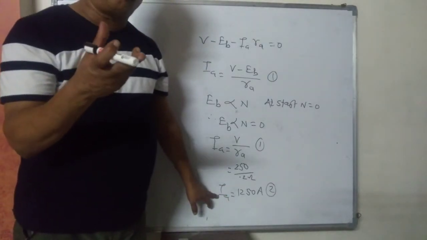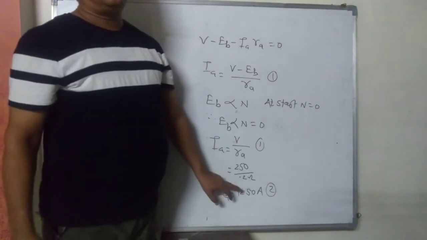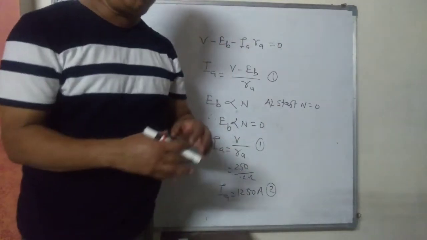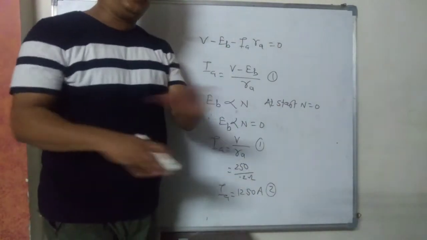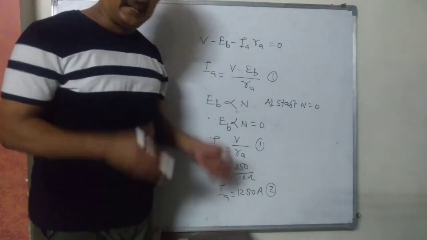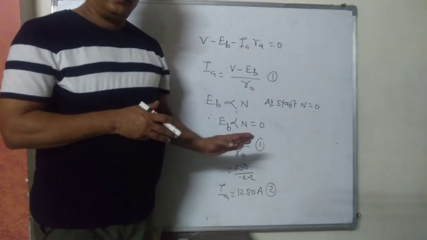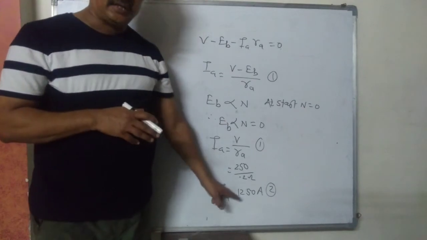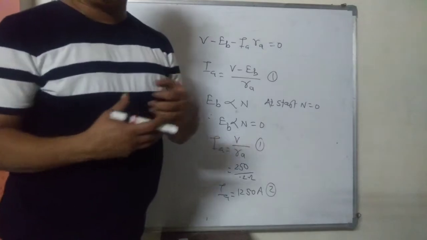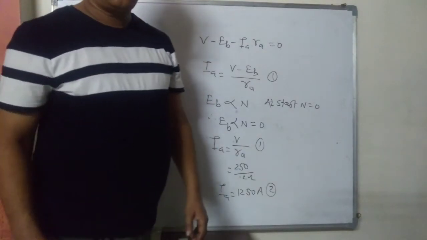So at the start, excessive armature current will flow, and the motor cannot tolerate this current. Due to many reasons, many parts of the motor will be damaged and ultimately the motor will be damaged. If at the start the current is excessively high, 1250 ampere, then the motor cannot tolerate such a high current.